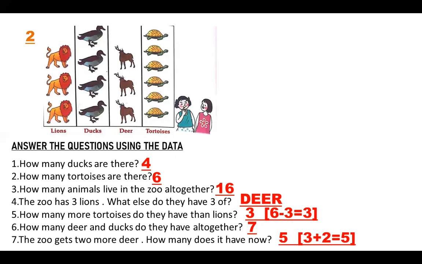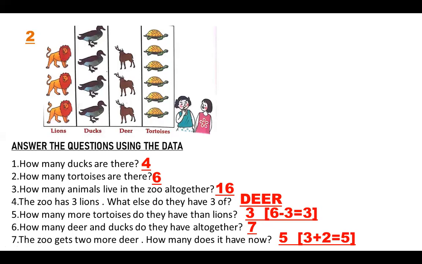Once again for you. How many ducks are there? Count the ducks. 1, 2, 3, 4. How many tortoises? 6 are there. How many animals altogether? 1, 2, 3, 4, 5, 6, 7, 8, 9, 10, 11, 12, 13, 14, 15, 16. The zoo has 3 lions. Which animal has the same number? Deer. How many more tortoises than lions? 3, because 6 minus 3.